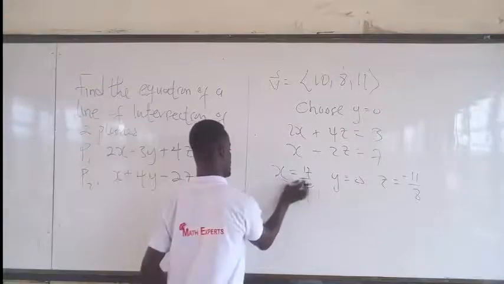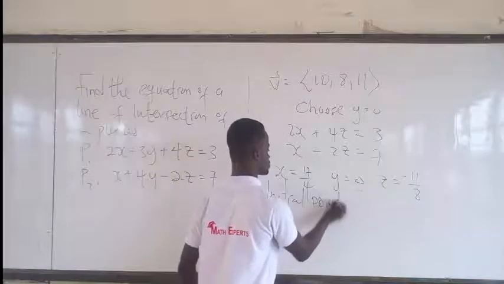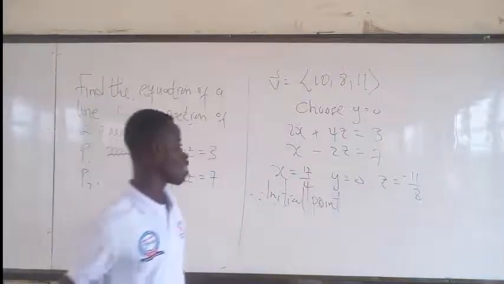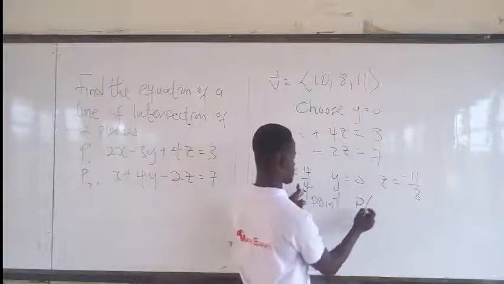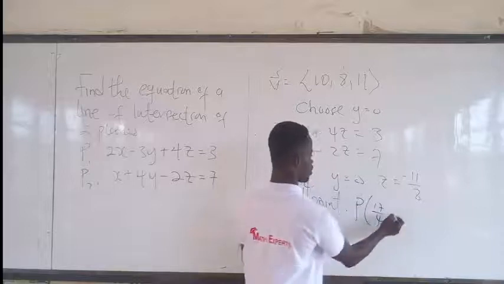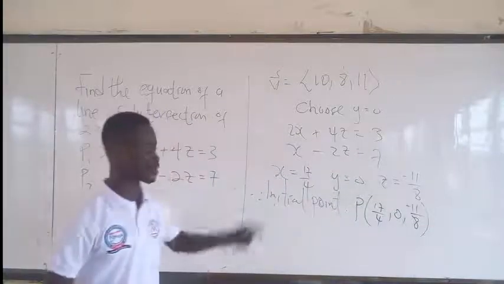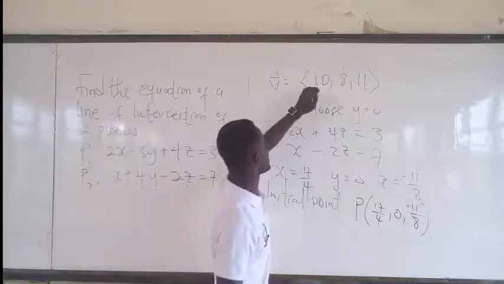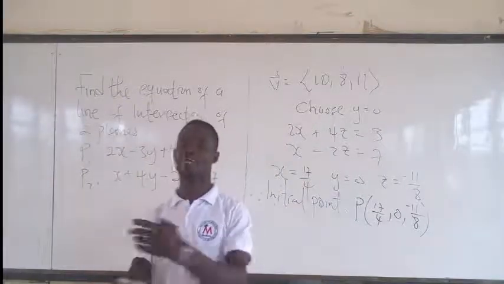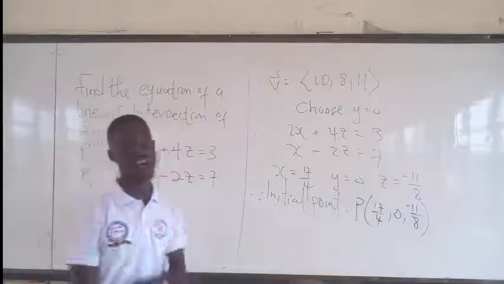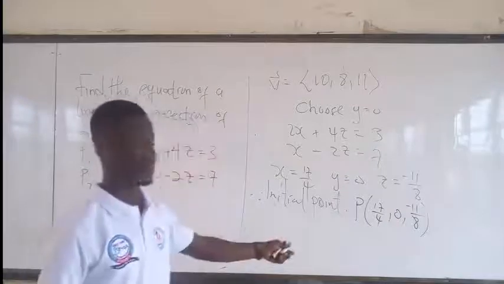Alright, so you having this. Therefore our initial point P is going to be 17 over 4, 0, and negative 11 over 8. So that's what we are going to get. So you having the vector from the direction and the initial point. Then the equation of the line will become easy. Alright, I hope from here you can continue. You can pause the video and continue with it because you have already done this.